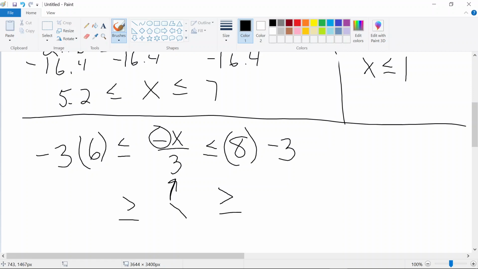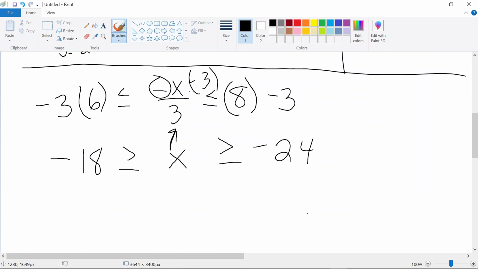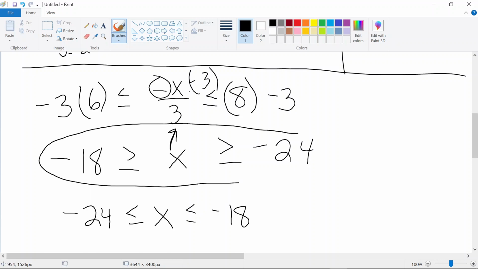So now negative x over 3 times -3 is just equal to x. And I flipped my inequalities. -3 times 6 is -18. 8 times -3 is -24. And notice I'm reversed. So I probably want to write this -24 less than or equal to x less than or equal to -18. I mean, this is still correct. Well, x is greater than. Yeah, it's still correct, but it's just written backwards.